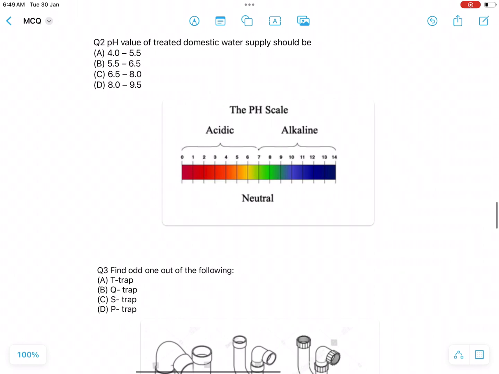Moving on to question number 2: the pH value of treated domestic water supply should be. We know the pH scale ranges from 0 to 14. From 7 to 0 we have acidic medium, and from 7 to 14 we have alkaline, so 7 is neutral. The range for drinkable water is 6.5 to 8.5, so the closest match here is 6.5 to 8. This is the answer for this one.